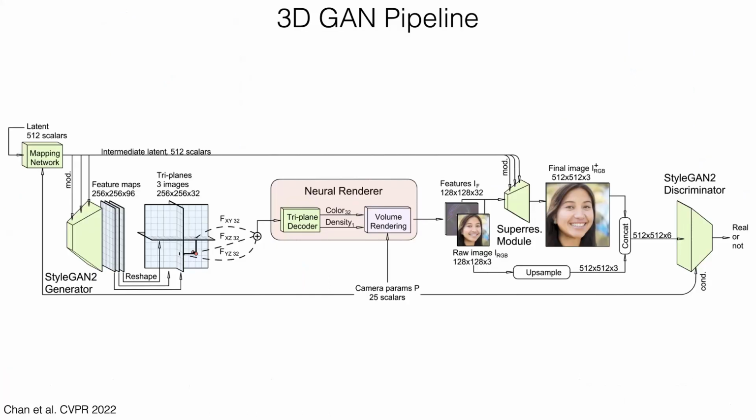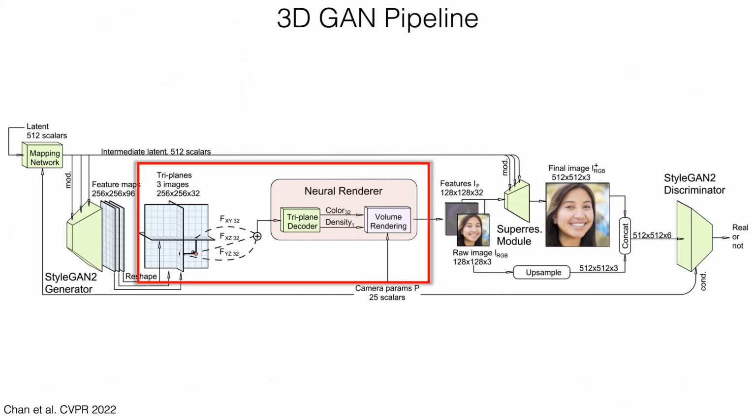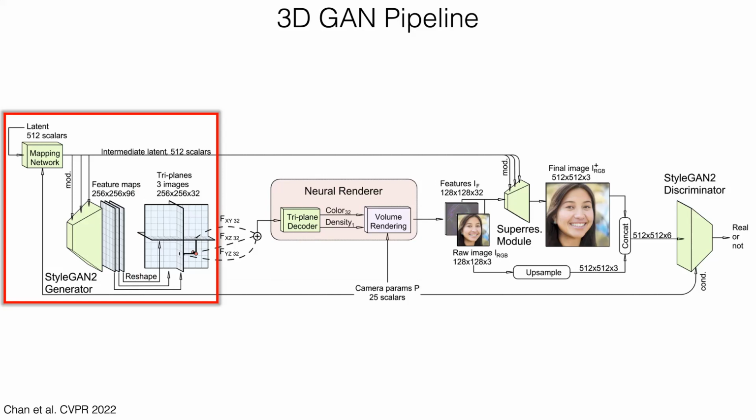Now, putting this all together into a 3D GAN pipeline allows us to train this in a GAN setting. And in this case, we have a couple of different components. We have our triplane representation and a neural volume rendering step on top of that. So there's nothing really new. I already told you about these three planes and the volume rendering, but we have this generator. And the generator is basically an off-the-shelf StyleGAN 2 generator. So these are architectures that have been developed for 2D image generation before.